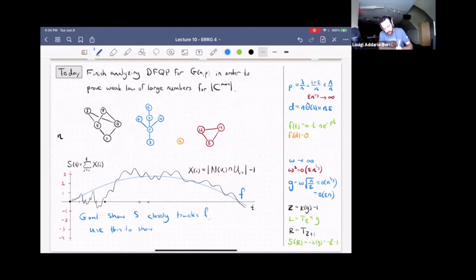and then to use that to show that the component explored between these particular times R and L, or I guess it was L and R, L being the left time and R being the right time, has size basically n theta of lambda.